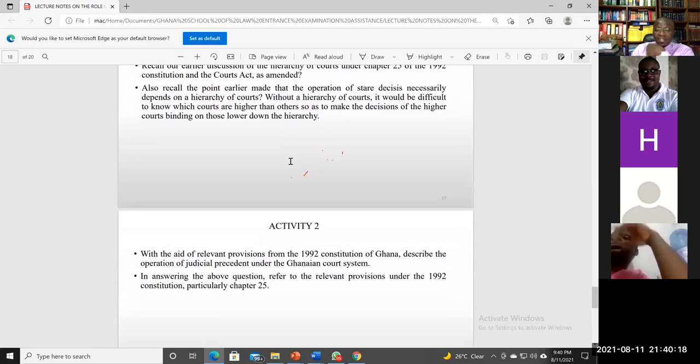Okay, let me get one or two people to address this question. With the aid of relevant provisions from the 1992 Constitution of Ghana, describe the operation of judicial precedent under the Ghanaian court system.